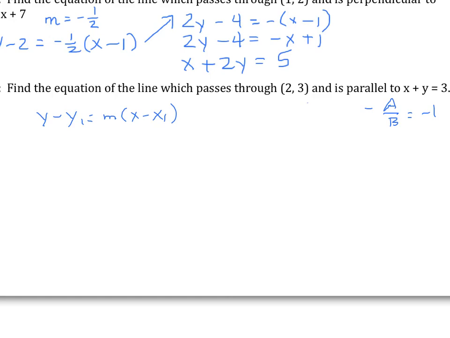So we're going to subtract the y from the y, put in my slope, and subtract the x from the x. Distribute your -1. And let's gather our x and y together. So we have x plus y equals 5.